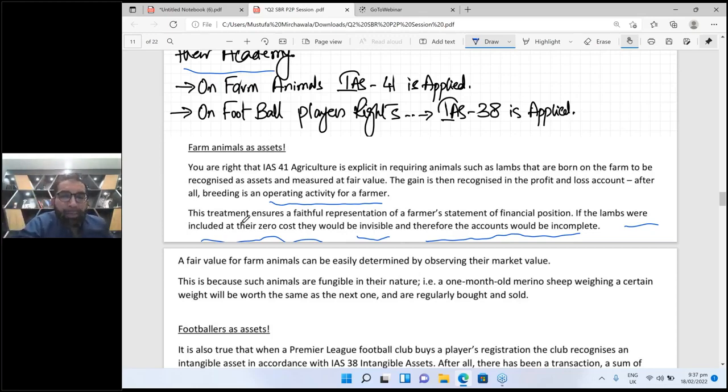Okay. So the fair value of farm animals can easily be determined by observing their market value. Yes, you can easily calculate the fair value of animals using IFRS 13. This is because such animals are fungible in nature. That is, a 1 month old merino sheep weighing a certain weight will be worth the same as the next one, and they are regularly bought and sold. Yes, many people buy goats. In my country we sometimes buy goats by weighing them. So there is a standard market.